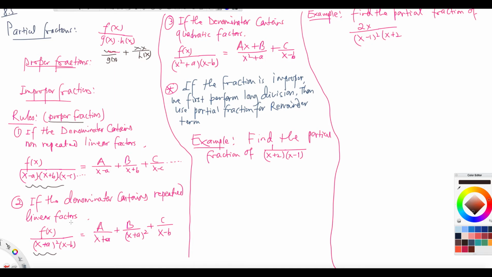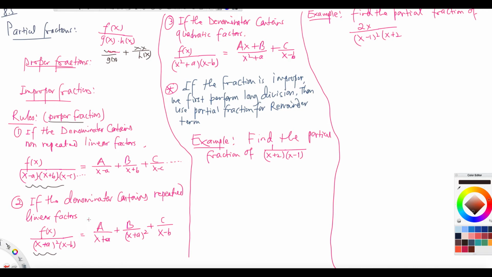do all the powers of that linear factor starting from power 1: A over x plus a to the 1, plus B over x plus a to the 2, and so on. If this was cubed, like x plus a to the third, then you do A over x plus a, plus B over x plus a squared, plus C over x plus a to the cube, and then plus D over x minus b. That's what you would do. Okay, that's rule number 2.